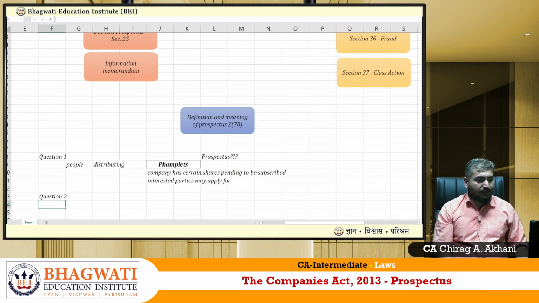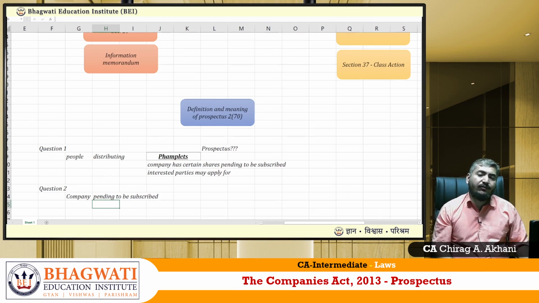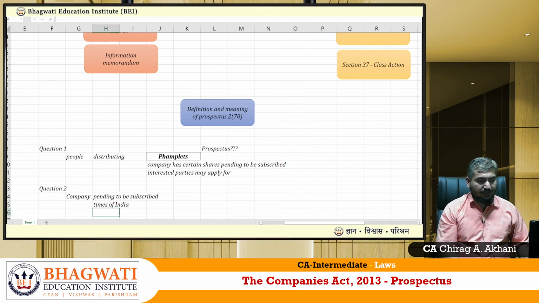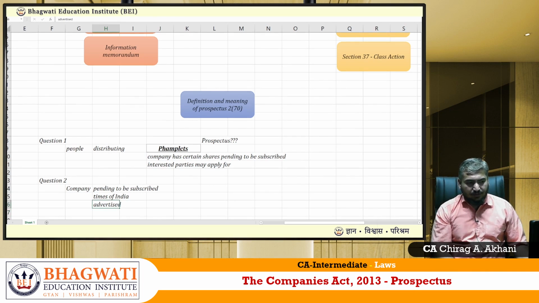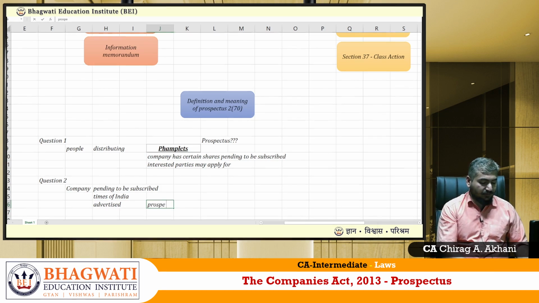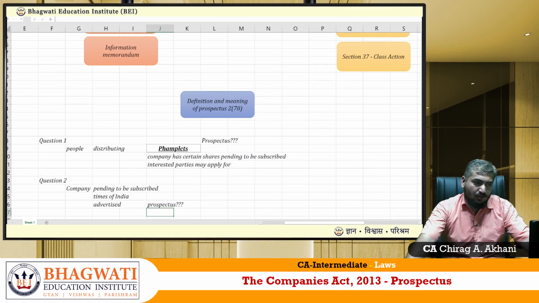Similar kind of question, but with a little bit of a twist. Let's say guys, there was one company and certain shares of the company were pending to be subscribed for. The company went to a local newspaper, suppose the Times of India, and advertised stating that there are few shares of the company still pending to be subscribed for, and interested parties may apply. So here the question is whether that advertisement in the newspaper is a prospectus or not. This is the second question.